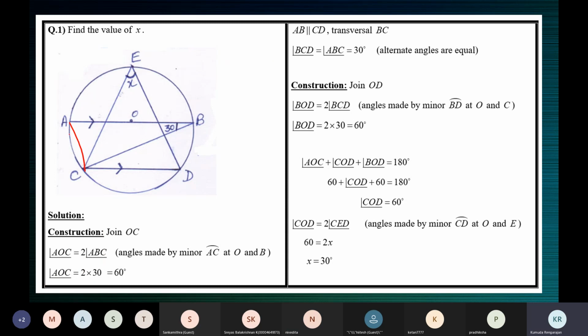Can you see the chord AC? So this is the minor segment. The rest of it is the major segment. Now this is the major segment, the segment in which ABC lies.